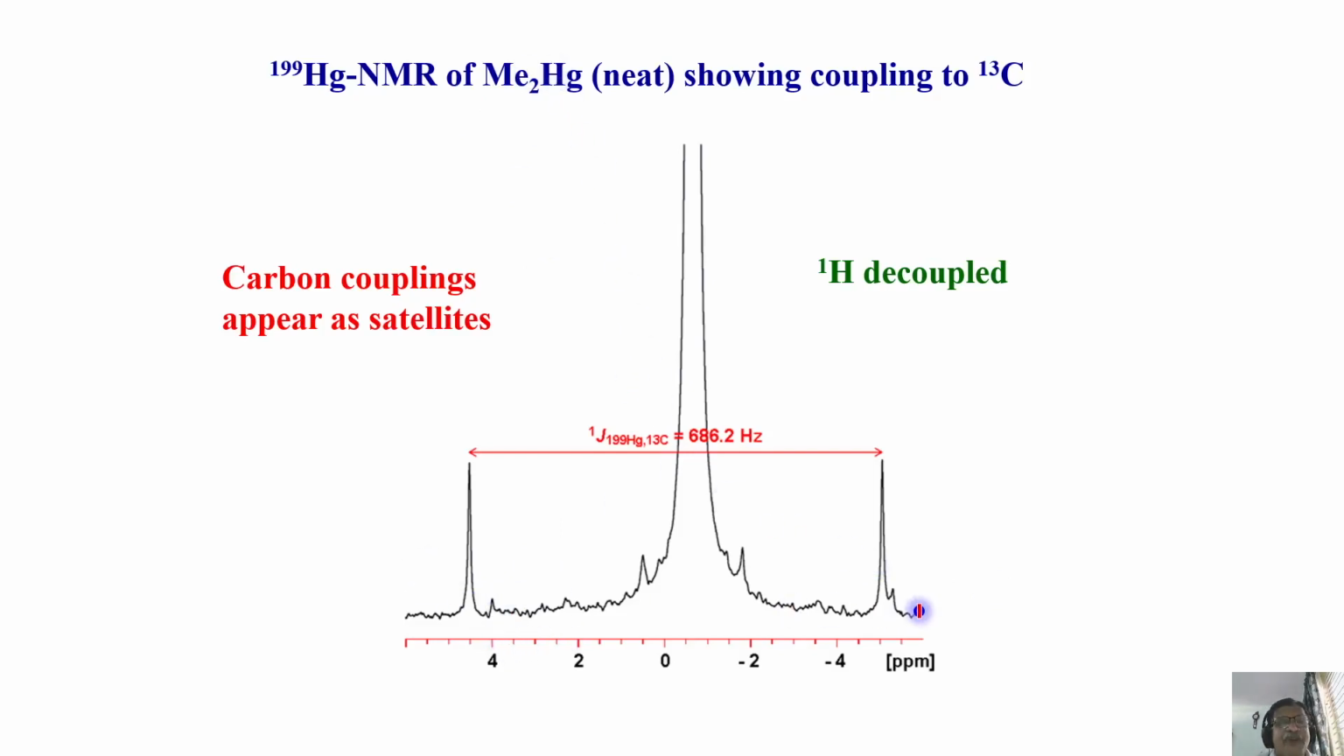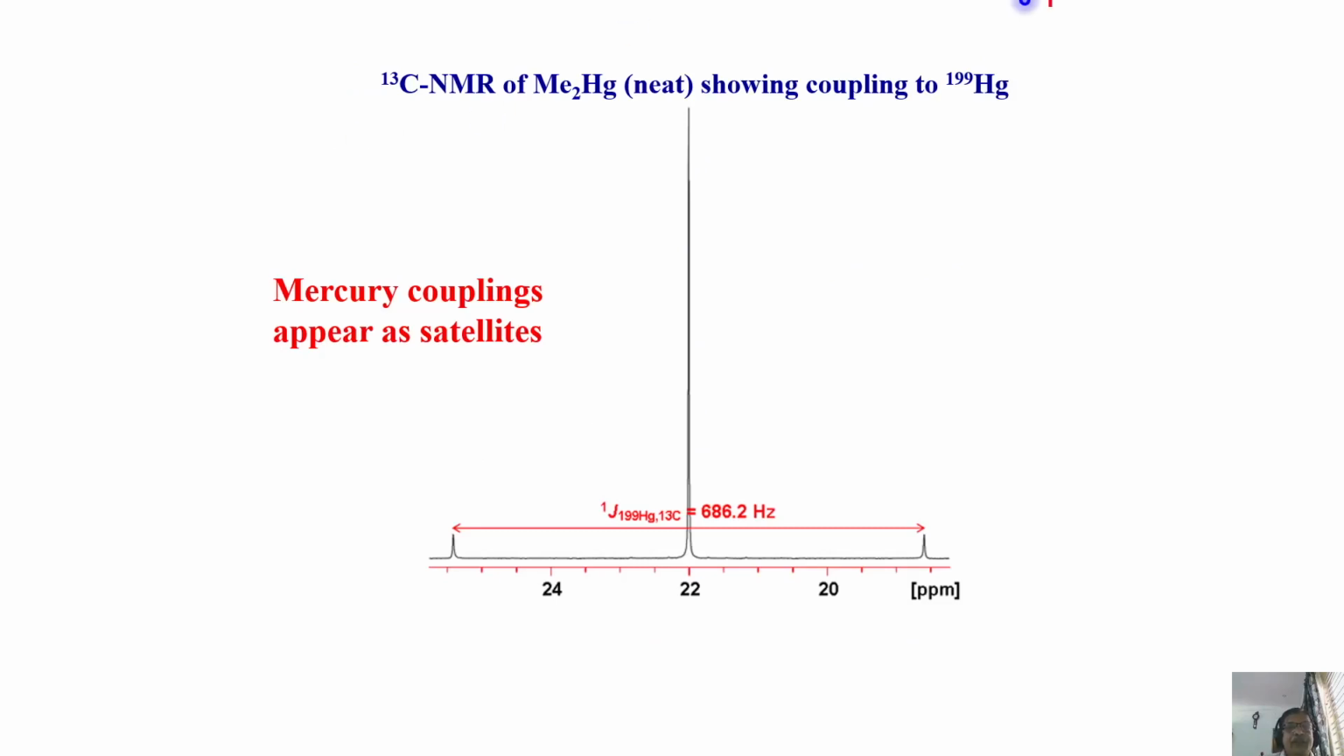See, so beautiful, a simple molecule. You can see proton NMR, you can see carbon, you can see mercury. In the proton NMR or mercury NMR, you see carbon satellites. In the proton NMR, you can see mercury satellites. All possible things to measure information, you know. Very beautiful things we can do here.